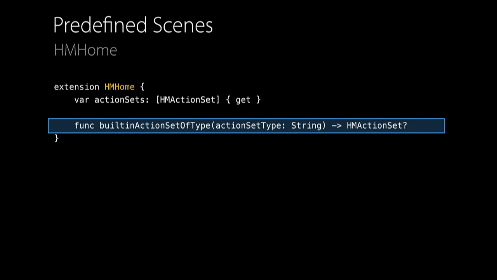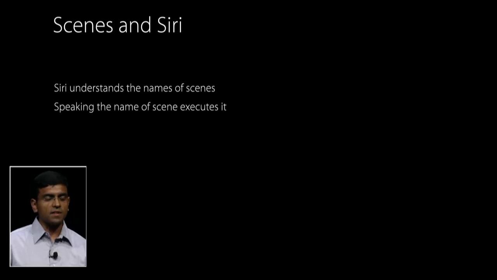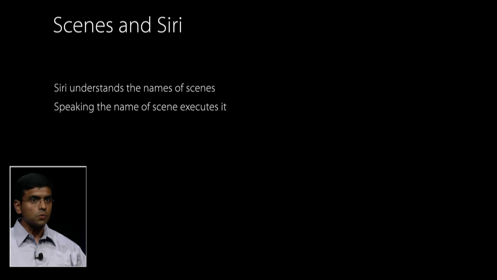So that's the APIs, but we want to make scenes even much easier for our customers. So now Siri works even better with scenes in iOS 9. Siri now recognizes the names of all scenes, and simply speaking the name of the scene will actually execute it. This is a great way for our customers to use scenes.